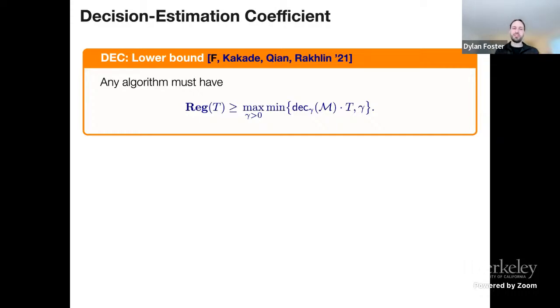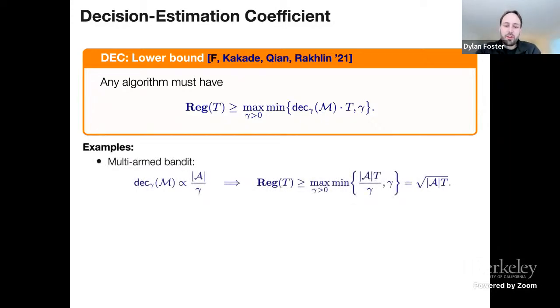Intuitively this says if the DEC is large, your regret has to be large, but it's easiest to walk through a couple examples that give a sense for how this lower bound behaves. First, for the multi-armed bandit, you can show that the DEC at scale gamma is proportional to the number of actions divided by gamma. If you plug this into the lower bound, your regret is lower bounded by the min of two terms, AT over gamma and gamma. The optimal value of gamma balances these and gives you root AT, which is the min-max rate for this setting. So you're recovering the optimal lower bound.